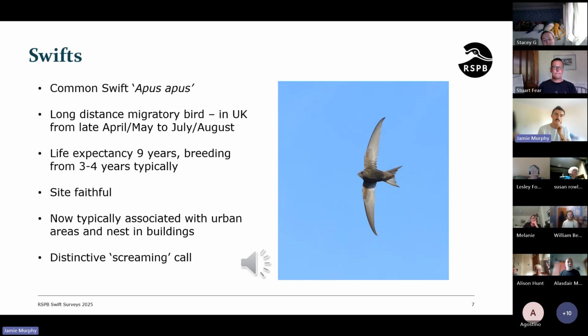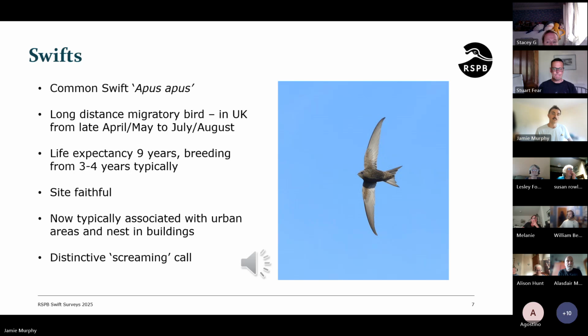So we actually only get them in the UK for a few months of the year. Usually they start arriving from late April. The first week in May is typically the biggest influx, and then they're here until late July, August time, usually. Swifts live on average for about 9 years. They don't actually start breeding in their first year, about 3 to 4 years typically until they start nesting themselves.